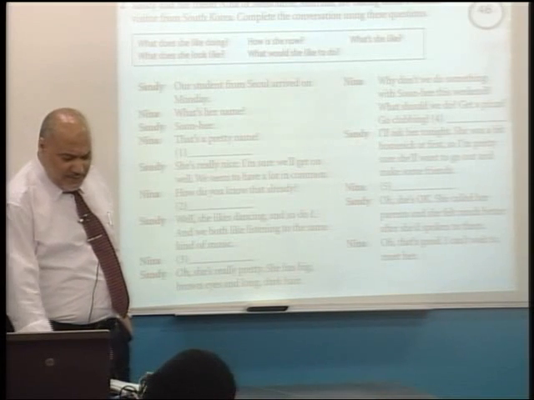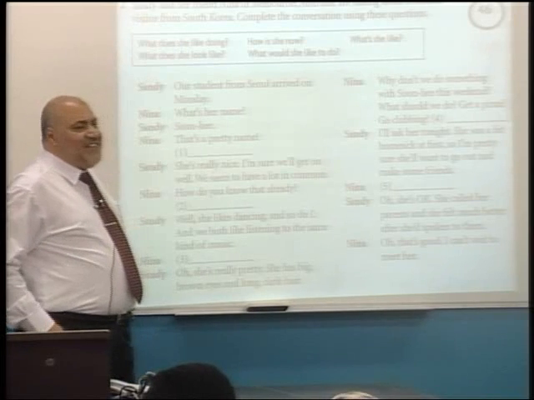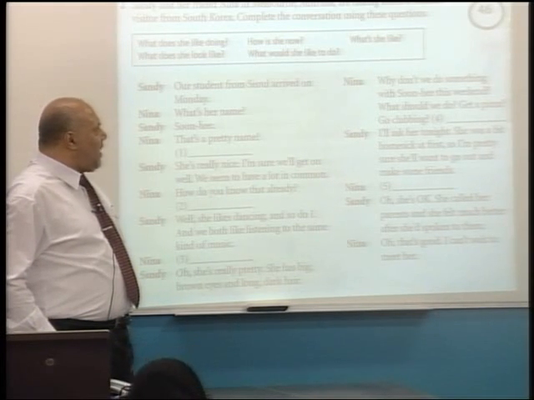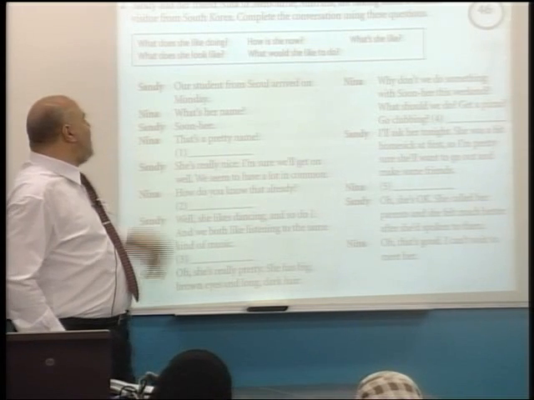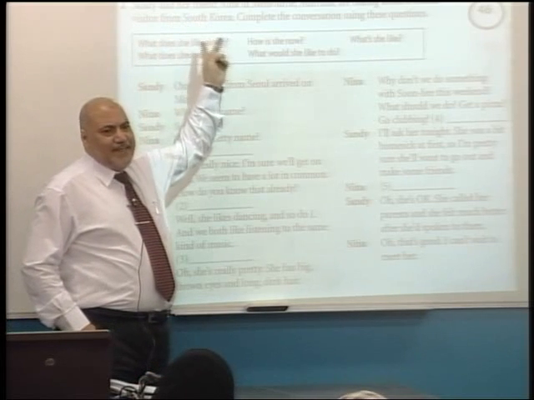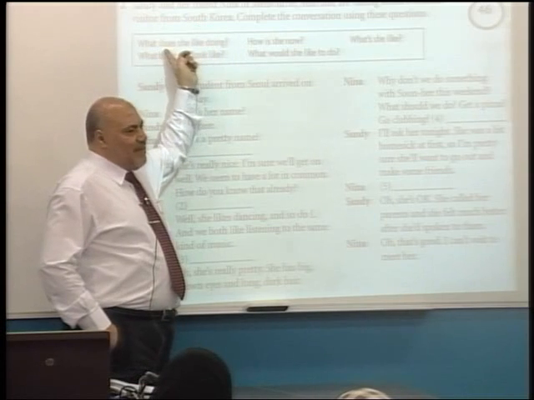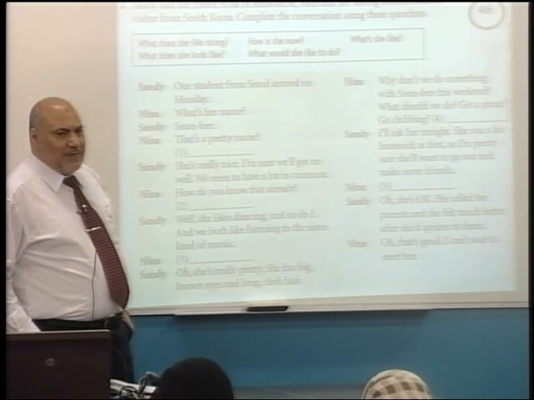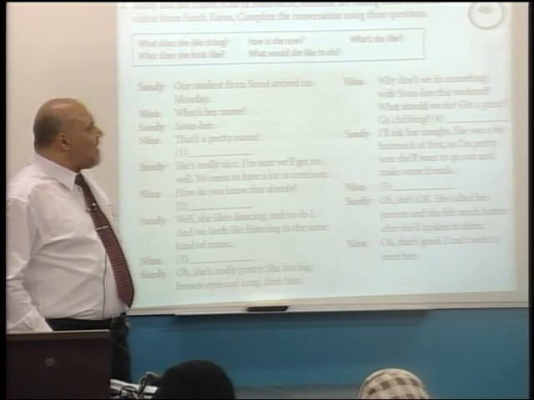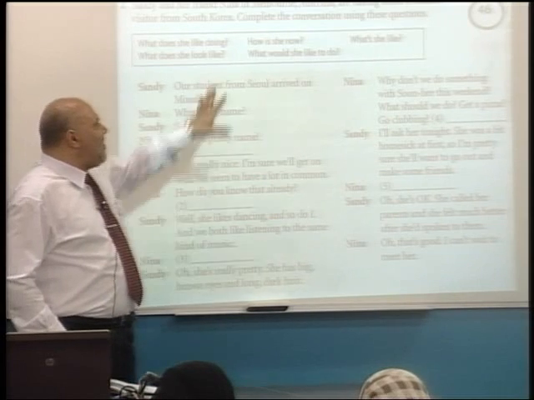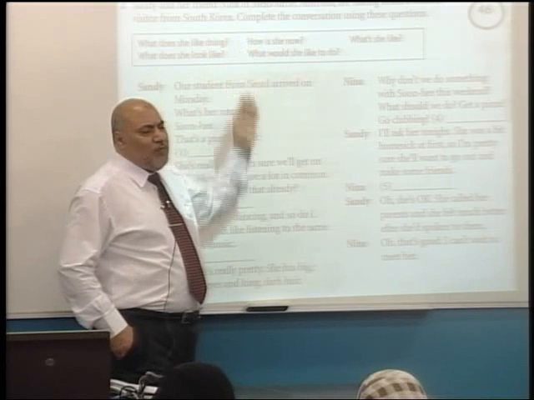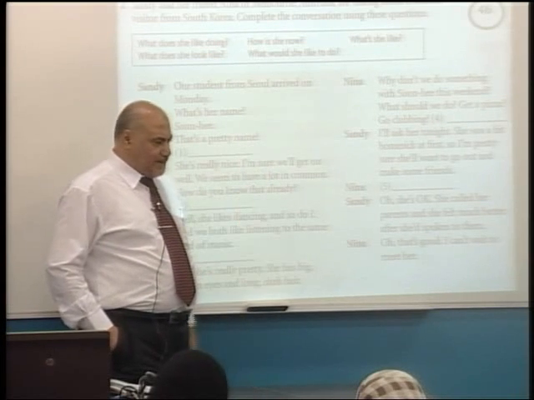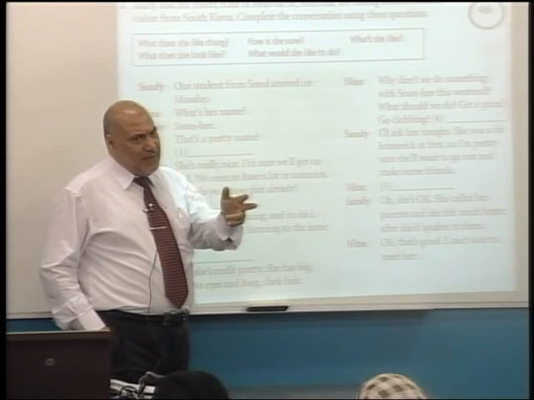This is a conversation. Sandy and her friend Nina in Melbourne, Australia, are talking about a student visitor. Two girls are speaking about a new student from South Korea, from Seoul. Complete the conversation using these questions. So we have 5 questions, and we want to complete the conversation with these questions according to the context.